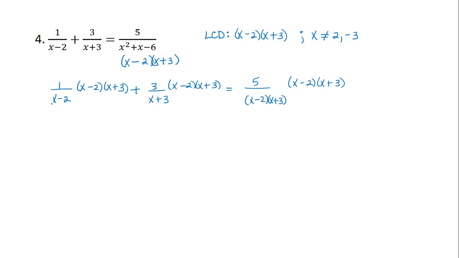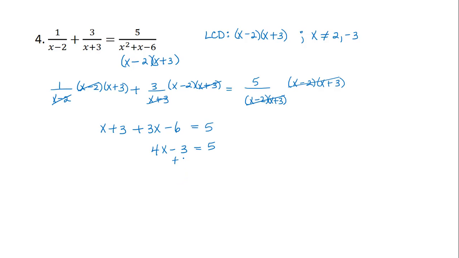Divide out common factors and then multiply the remaining factors. So we have 1 times x plus 3, or just x plus 3 from the first product. In the middle term, the x plus 3's divide out, so plus 3 times x minus 2 is plus 3x minus 6. And then on the right, both factors divide out to just leave us 5.